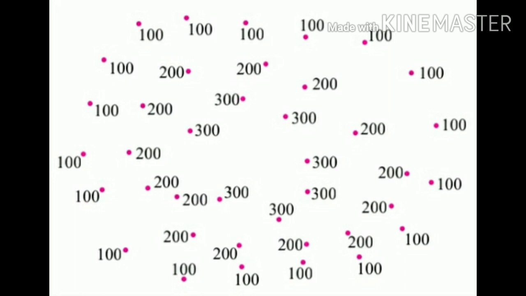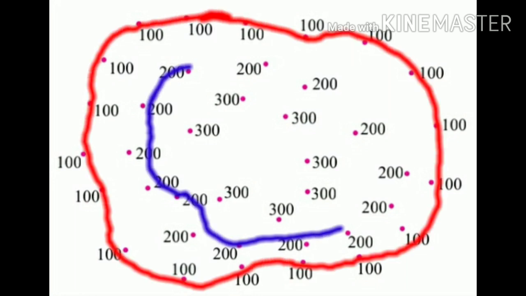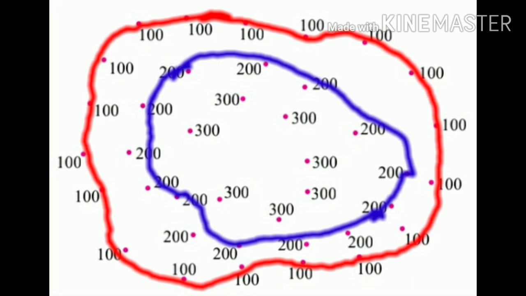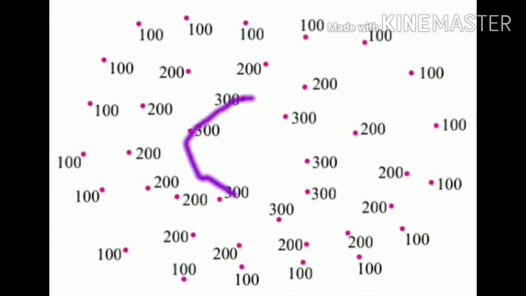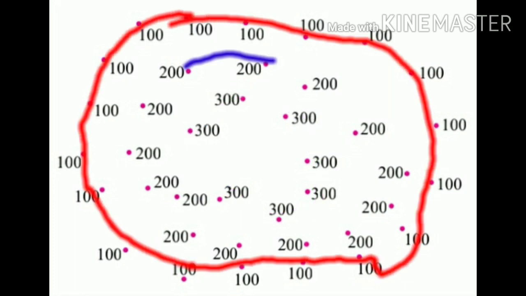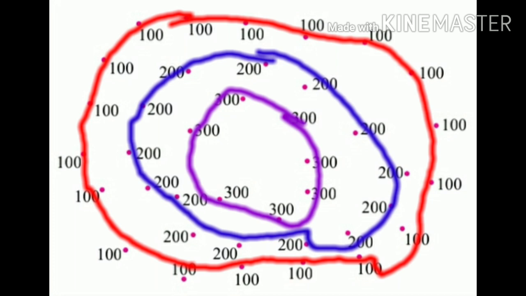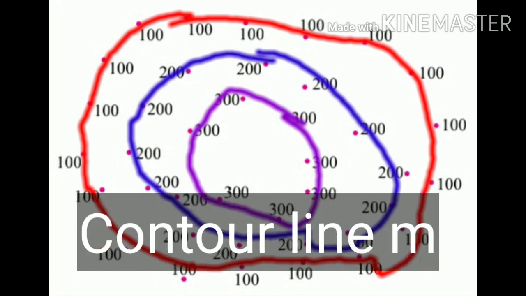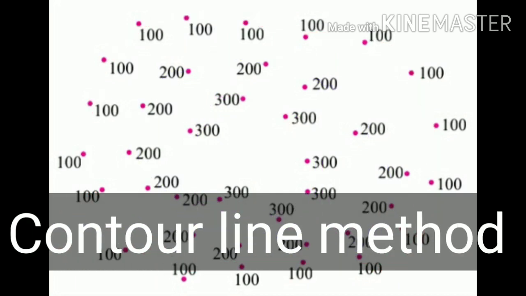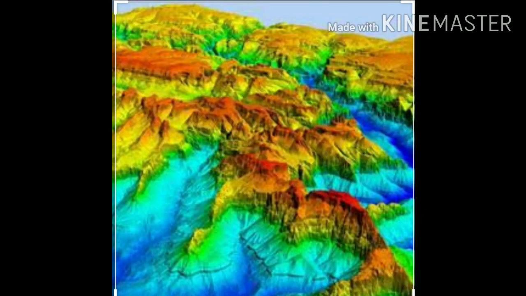Let's join all points of 100. Now, let's join all points of 200 and finally join points of 300. Which method of map did we use here? Yes, it's the contour line method.